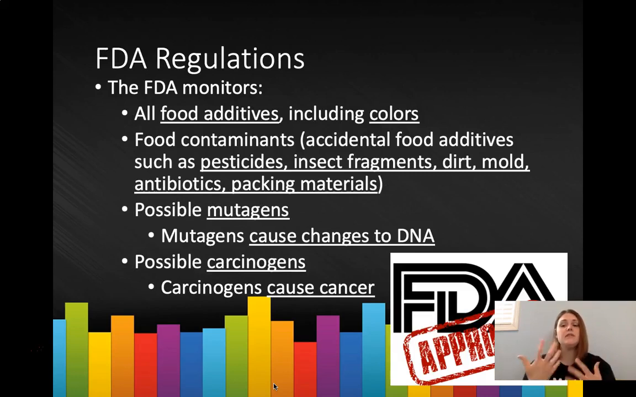So, examples of things that the FDA monitors. Food additives. So if you say that you're putting in red dye number 40, but you're really putting in red dye number 8, they're going to make sure that you're following the rules and you're doing what you say you're doing.